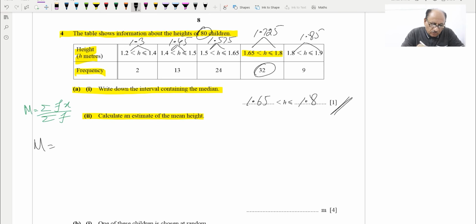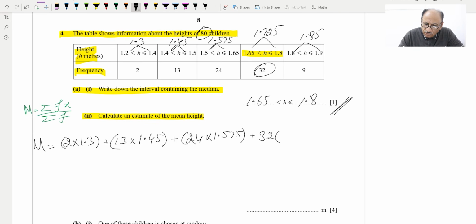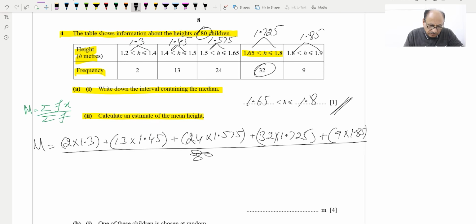These are the middle values, and now we can write 2 into 1.3 plus 13 into 1.45 plus 24 into 1.575 plus 32 into 1.725, and next will be 32 into, so we will change this to multiplication over here, and then plus the last one will be 9 into 1.85, and this whole will be divided by 80 because the sum is 80.